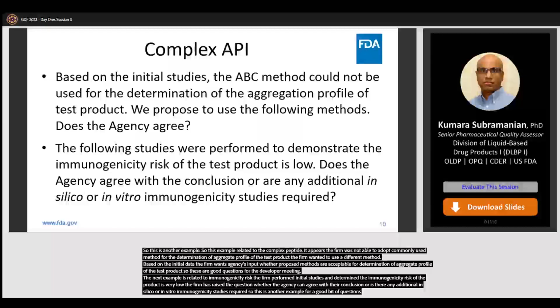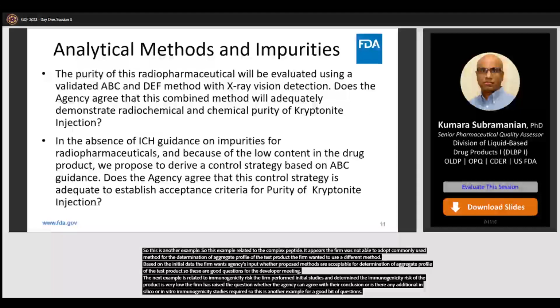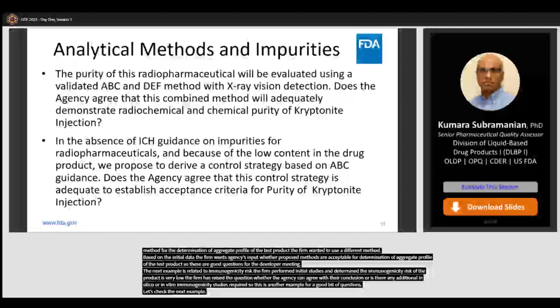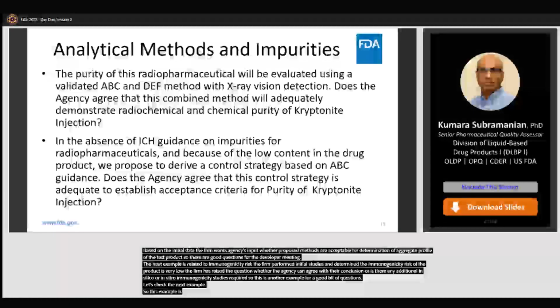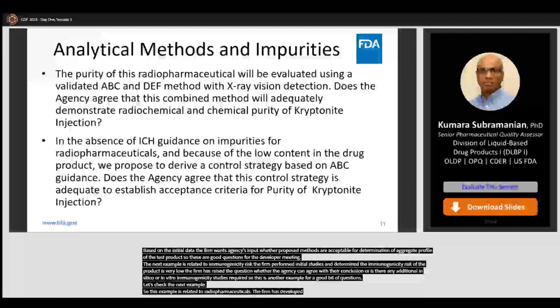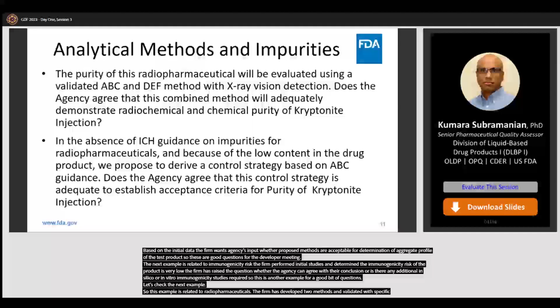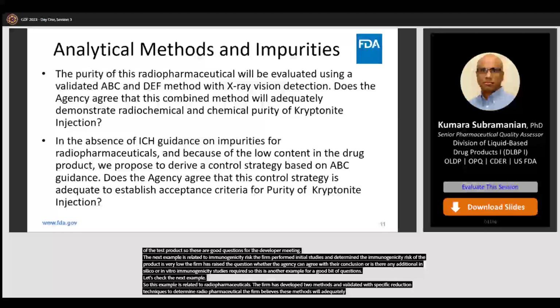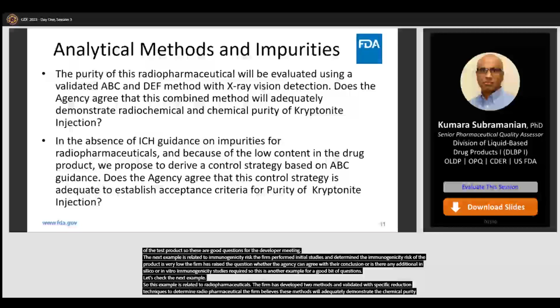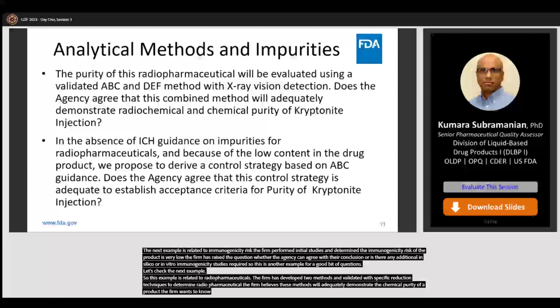Let's take the next example. So this example is related to radiopharmaceuticals. The firm has developed two methods and validated them with specific detection techniques to evaluate the purity of the radiopharmaceutical. The firm believes that these methods will adequately demonstrate the radiochemical and chemical purity of the injectable product. The firm wants to know whether the proposed methods or techniques are acceptable. So this is a classic PDEF question.